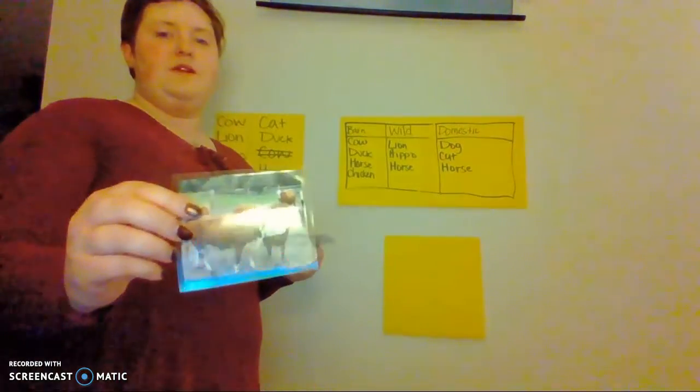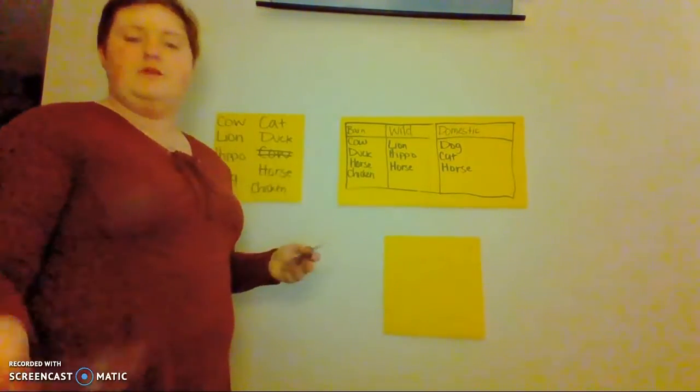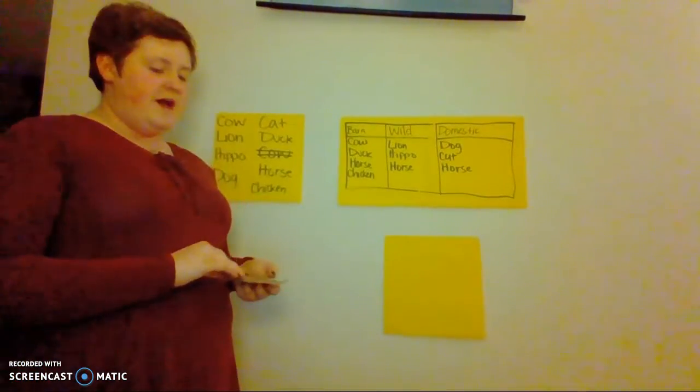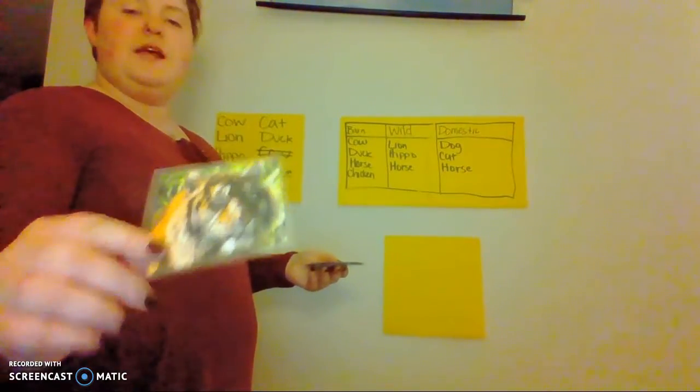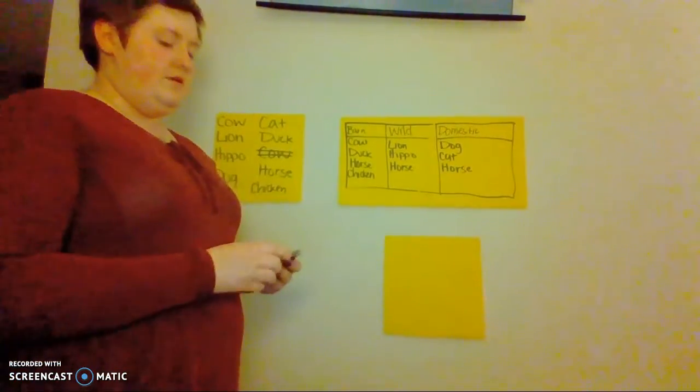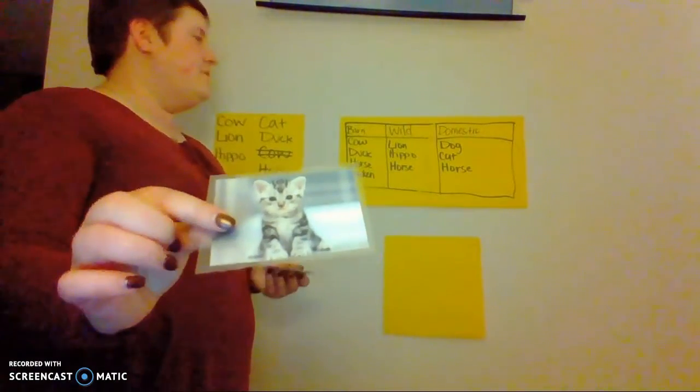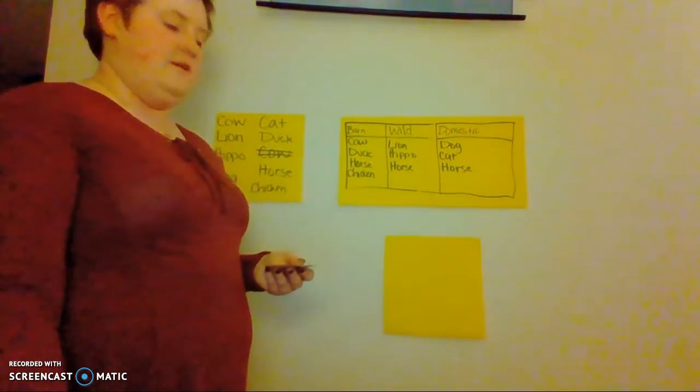How about this one? Where do you think this one would belong? You're right. It would belong with the barn animals. How about this one? Right. Where do you think that would go? Yeah, in the wild animals. Okay. How about this cute little kitty? Oh, yes, that's right. It'd be a domestic animal or a home animal.